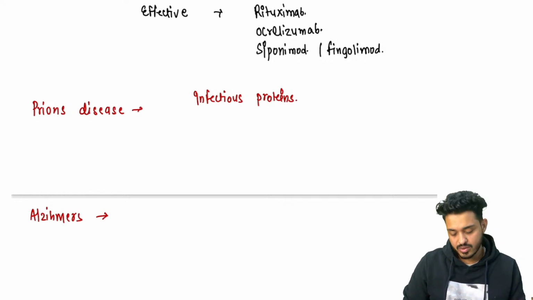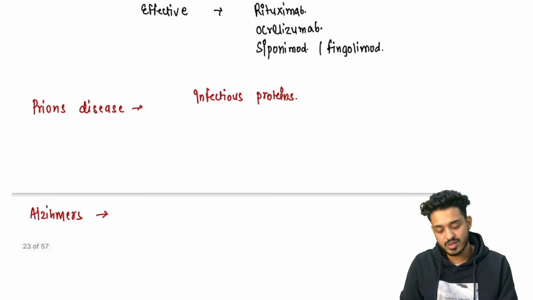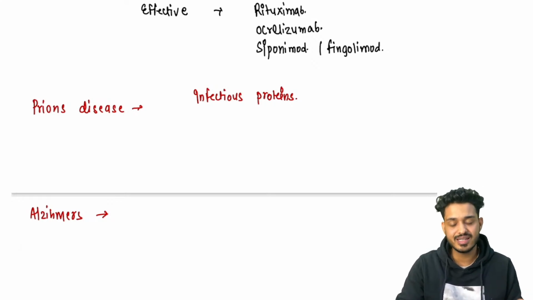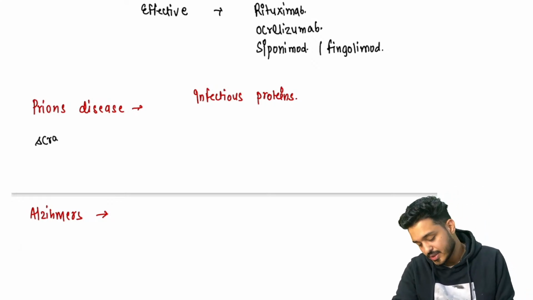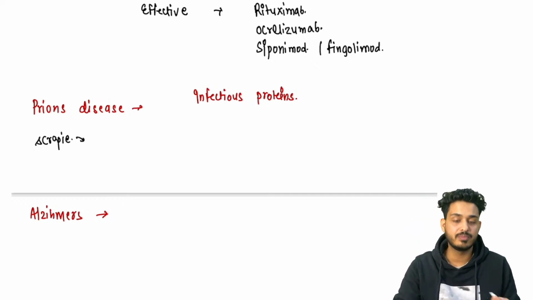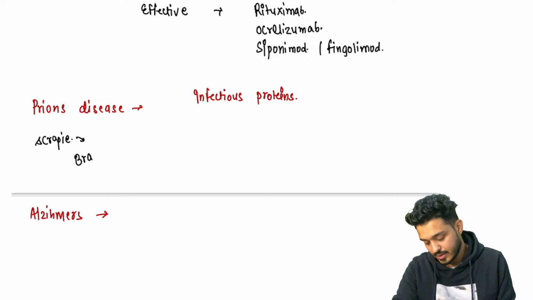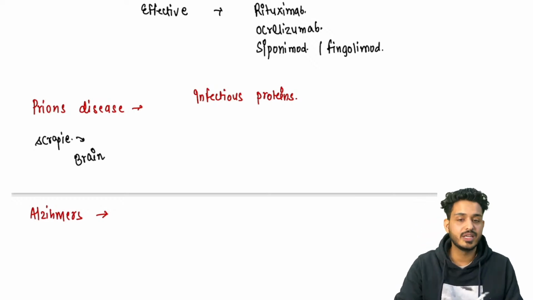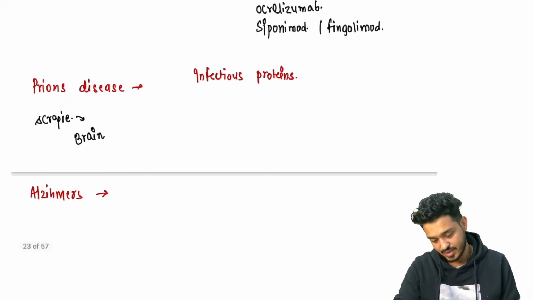तो यहाँ पर भी क्या होता है ना, PrP प्रोटीन होता है, वो PrP-Sc में कन्वर्ट हो जाता है, that is going to be known as scrapie. And now this scrapie will get deposited in the brain, and this is going to cause the disease. In humans, it is going to cause a disease that is known as Creutzfeldt-Jakob disease.